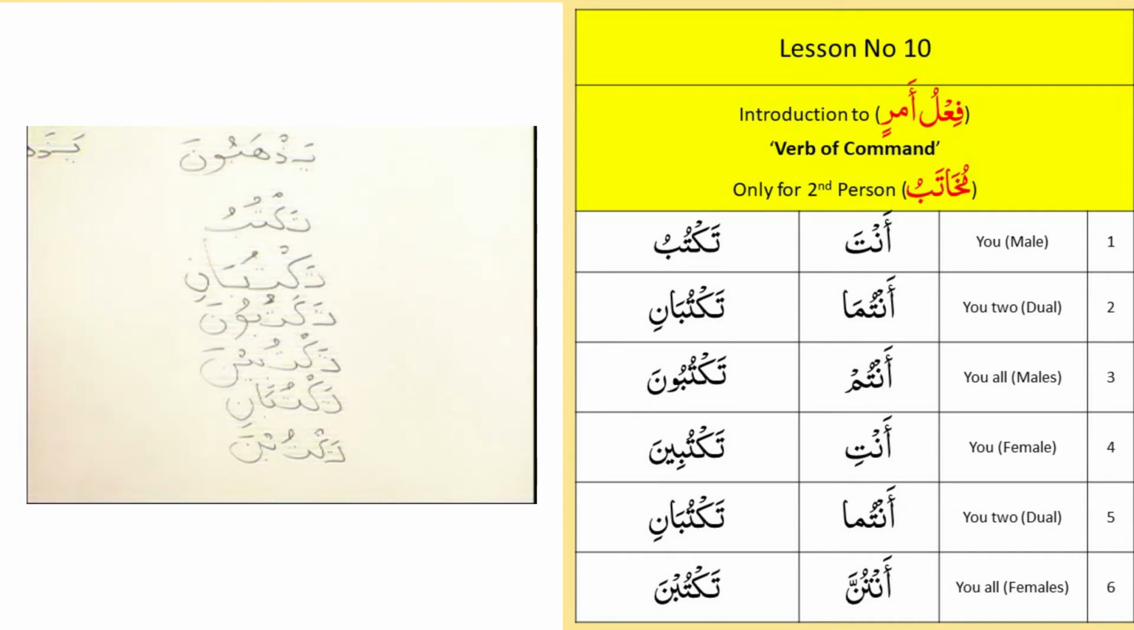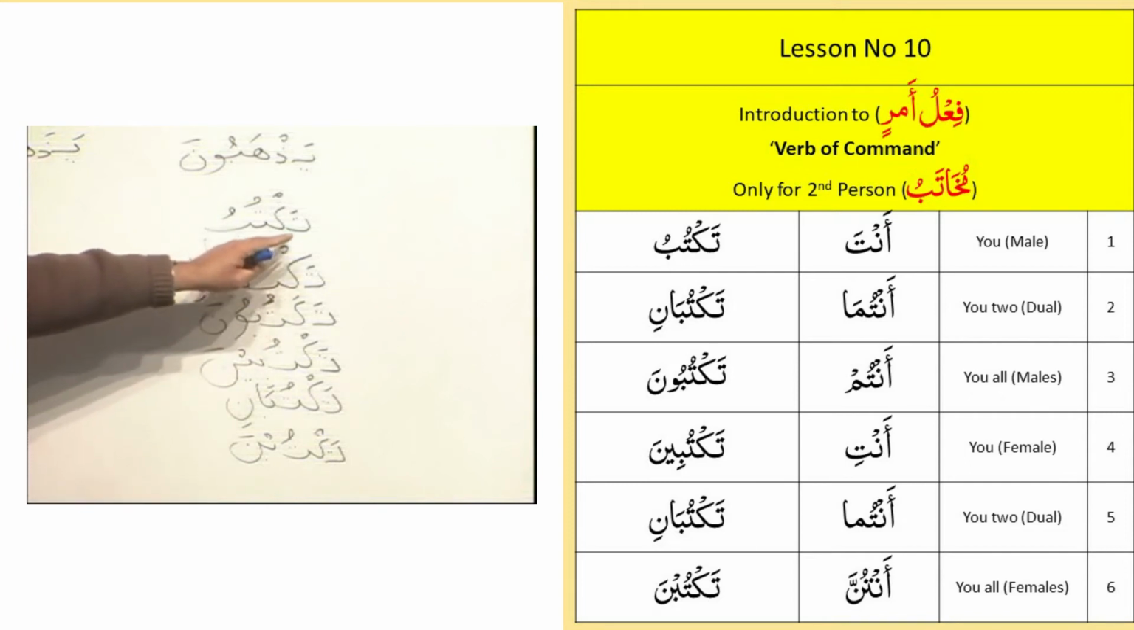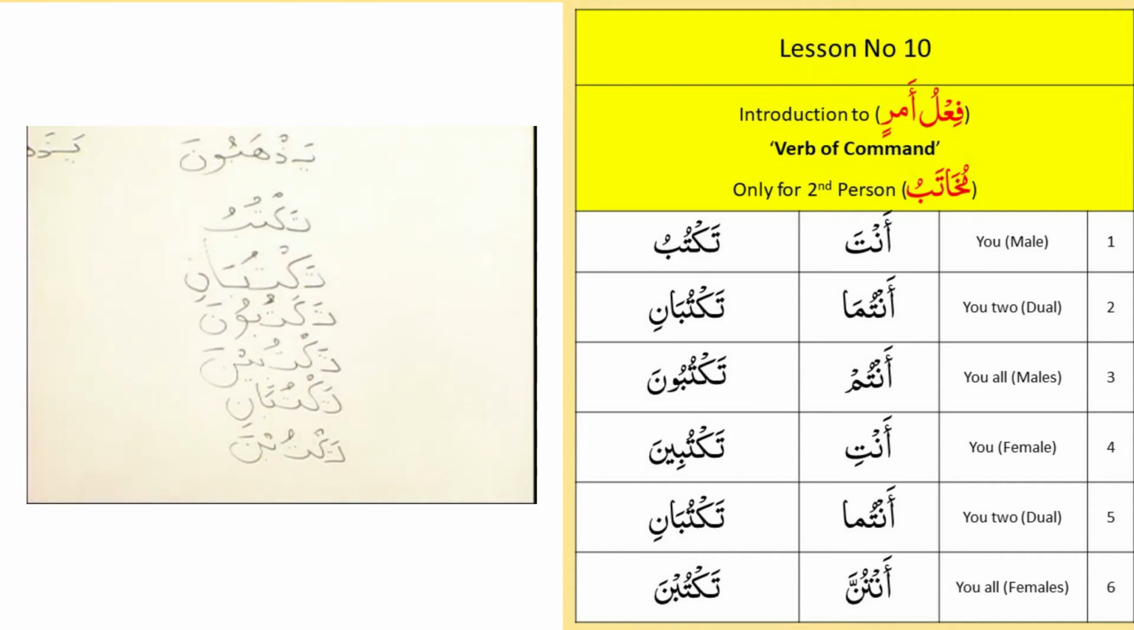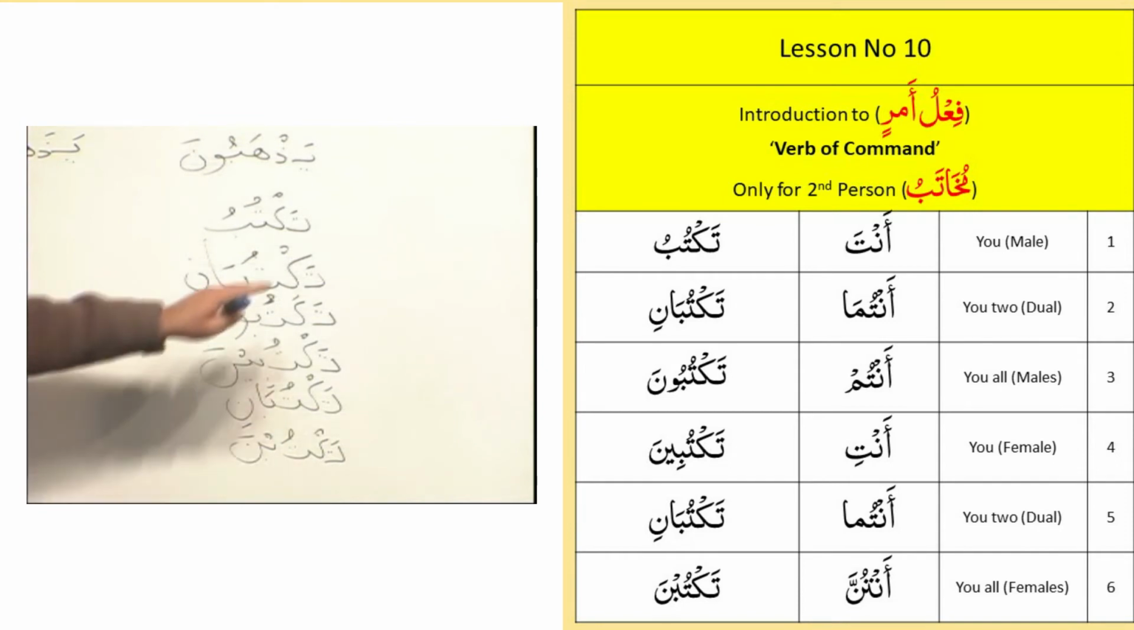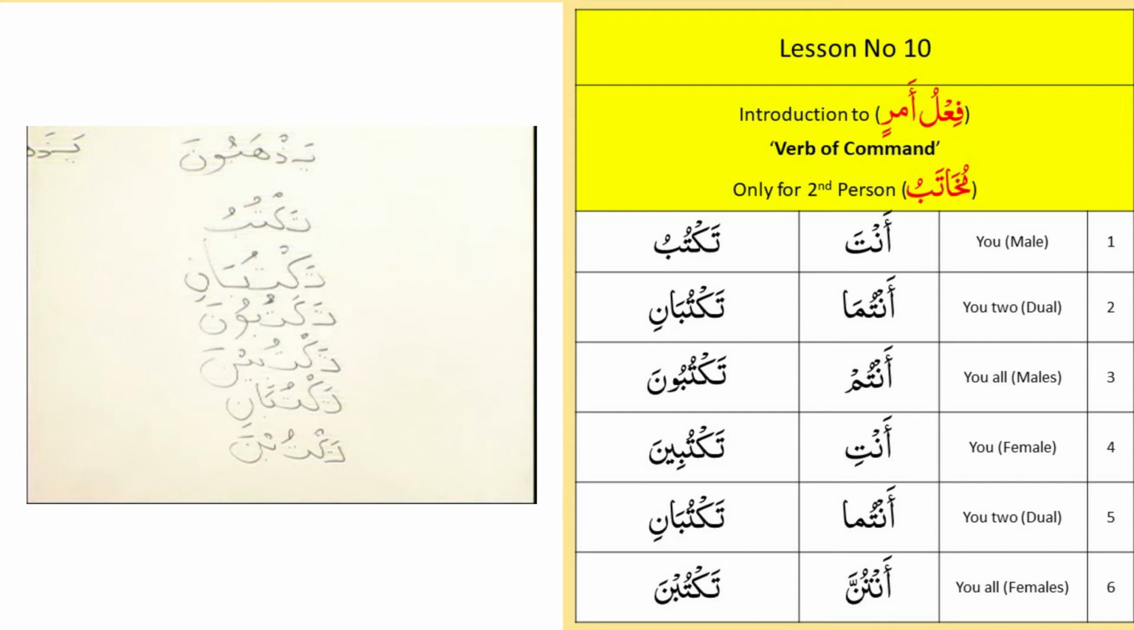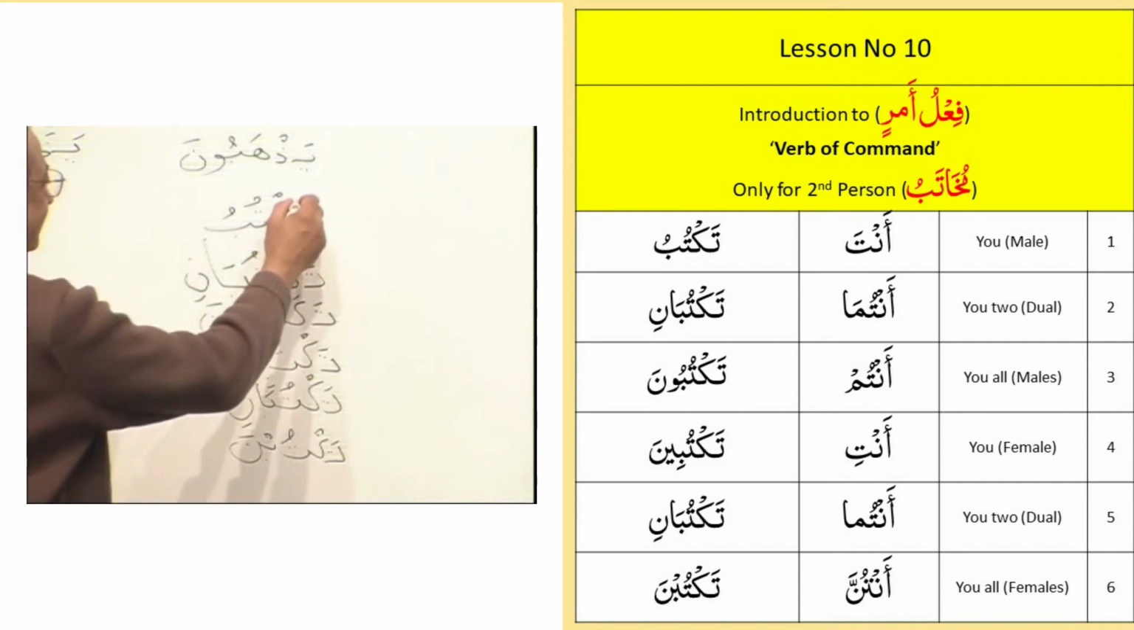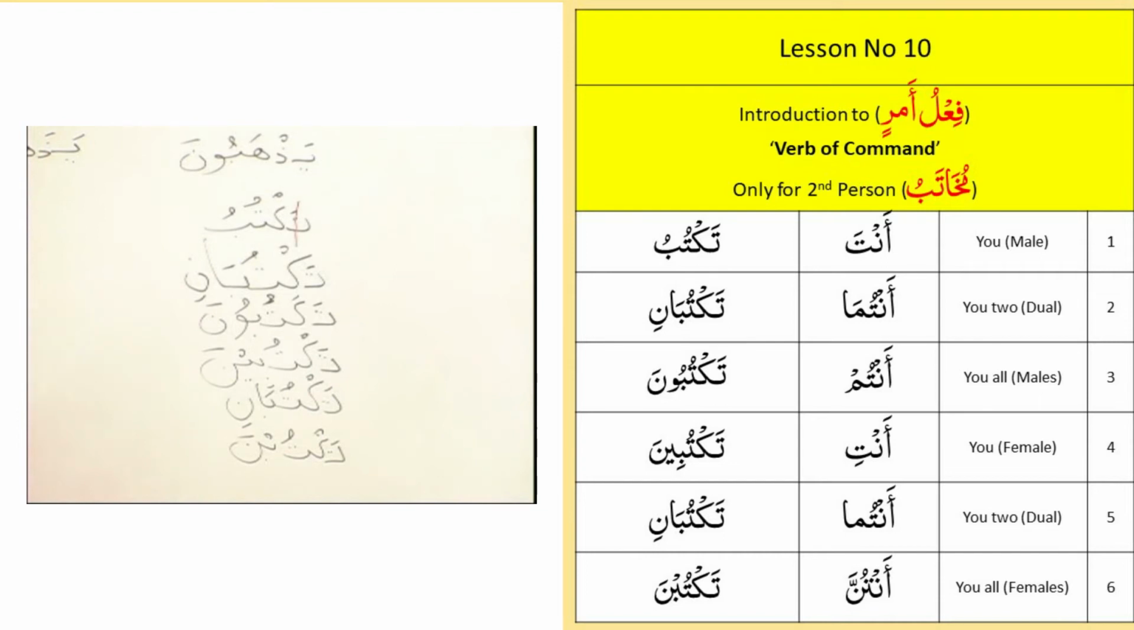Now, how do you make amr? Look at the verb. What do you see in the verb? What is this ta? It is the alamat of mudari'a, the sign of mudari'a. Are you with me? Now we make amr. So do we need the sign of mudari'a? No, we don't need it, because if ta is there, then that is only mudari'a. So I remove this. Are you with me? And then at the same time, fi'l amr is majzum. What is it? Majzum.